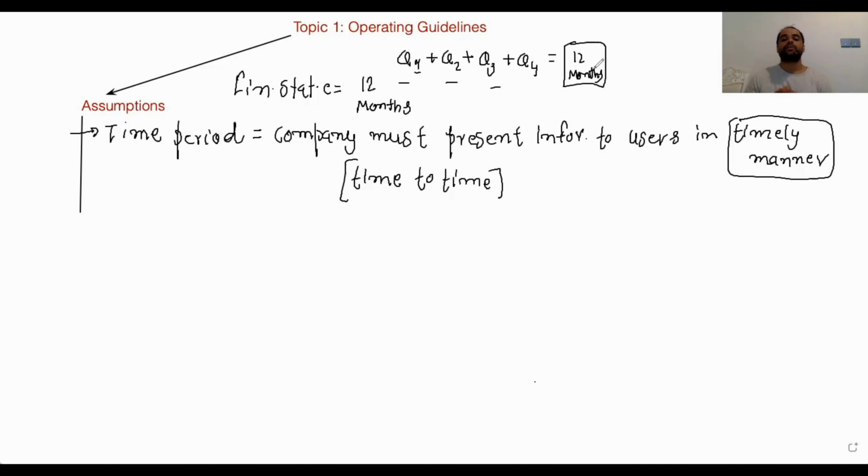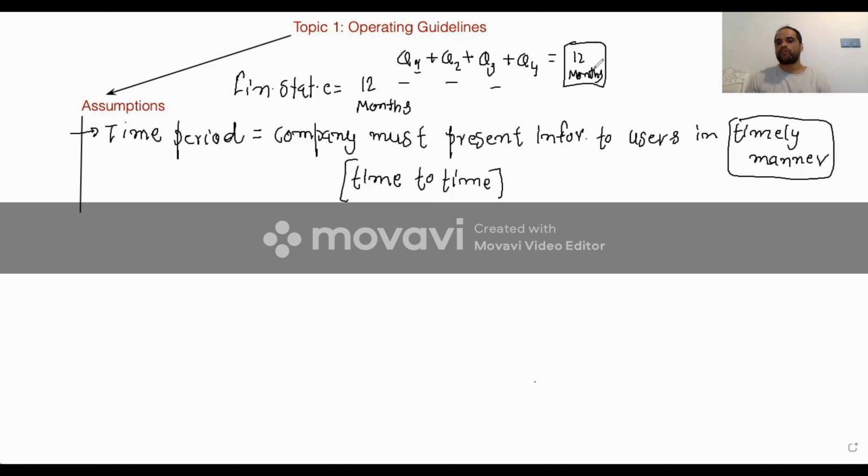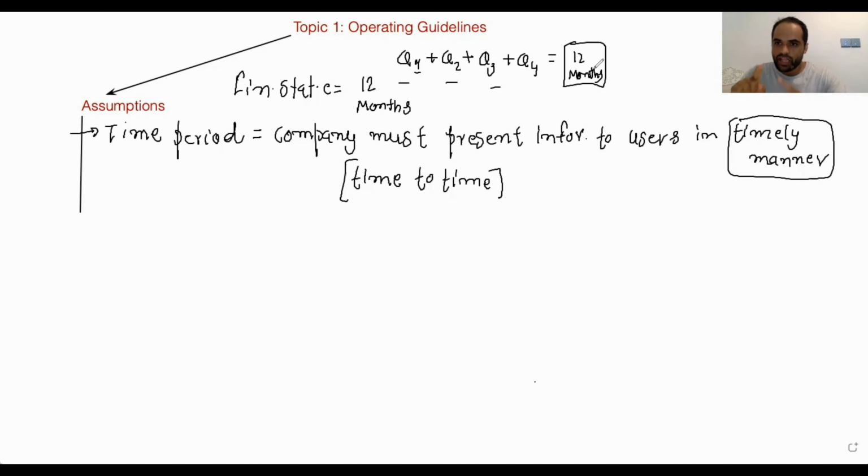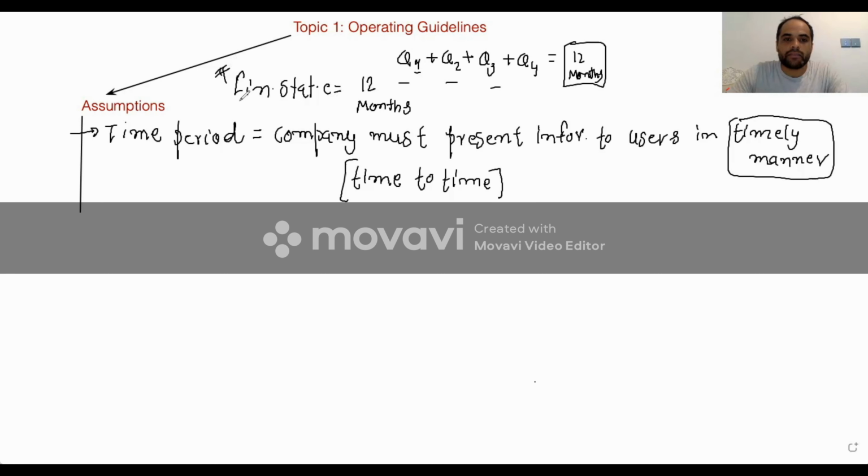So a company must communicate with the users of financial information on time. So it means quarterly: first quarter, second quarter, third quarter, fourth quarter. And the company combines these four quarters' results in one annual report. So another name for financial statement is annual report. So yearly report, right? So that is time period. Is that okay, time period?